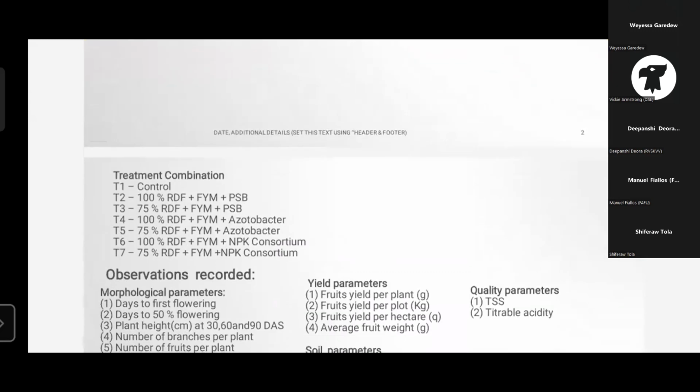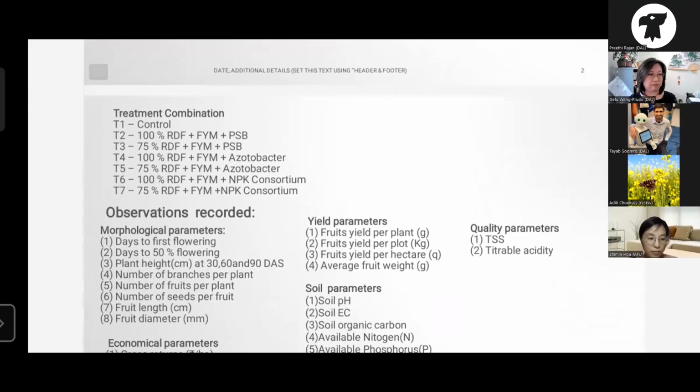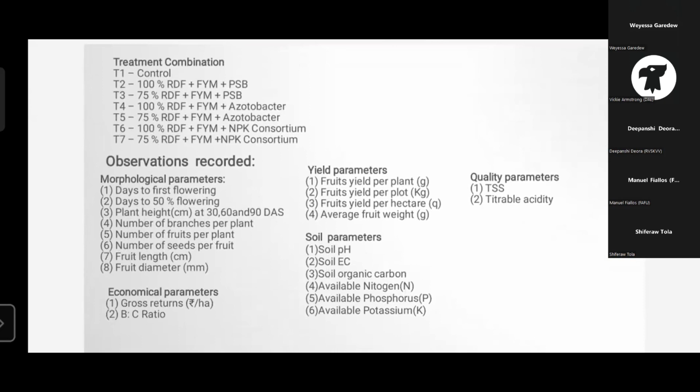There were my 7 treatment combinations. T1 was control. T2 was 100% RDF, that is recommended dose of fertilizer, plus FYM plus PSB, that is phosphate solubilizing bacteria. T3 was 75% RDF plus FYM plus PSB. T4 was 100% RDF plus FYM plus azotobacter. T5 was 75% RDF plus FYM plus azotobacter. T6 was 100% RDF plus FYM plus NPK consortium. NPK consortium is a liquid which contains equal amounts of nitrogen, phosphorus, and potassium. T7 was 75% RDF plus FYM plus NPK consortium.